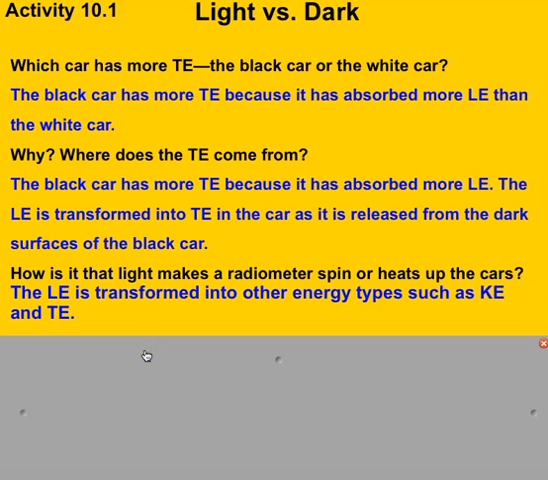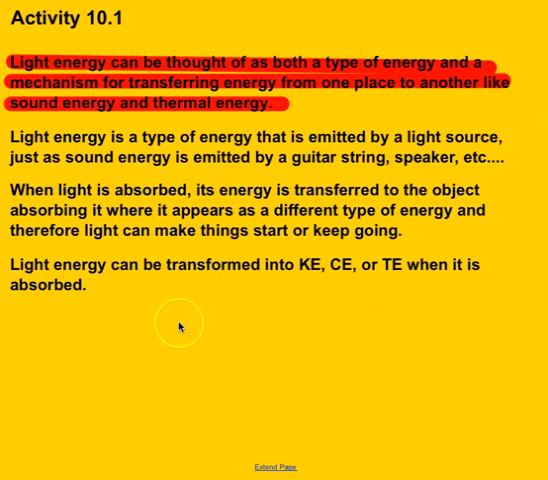Light energy is transformed into other types of energies, such as kinetic energy and thermal energy. So light energy has to be a type of energy, so that it can transform into other types of energy as well. Light energy can be thought of as both a type of energy and a mechanism for transferring energy from one place to another, like sound energy and thermal energy. And think about that: light energy from the sun travels 93 million miles from the sun to the earth. So that light carries it to our planet.